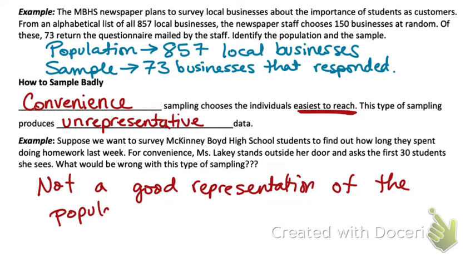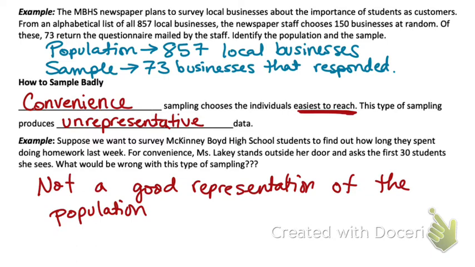By the way, you guys, that is always going to be the problem with a convenience sample. It's not a good representation of the population. I'm just doing what's convenient and fast for me, not necessarily what's a good representation of the population.